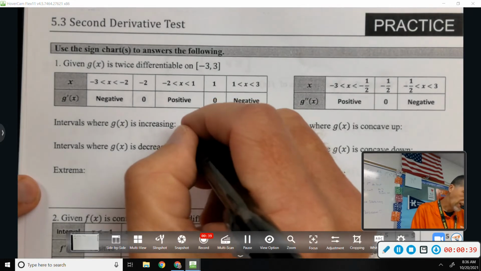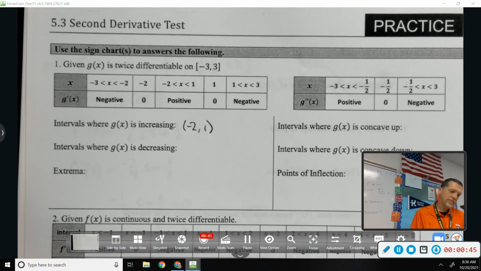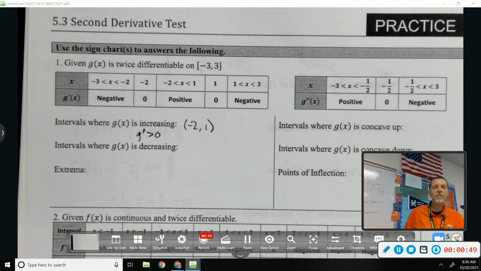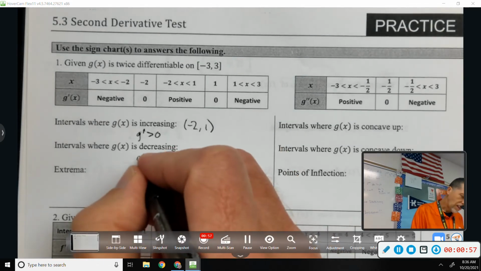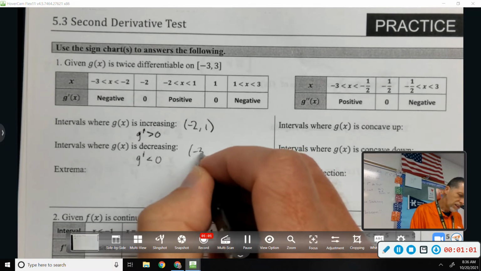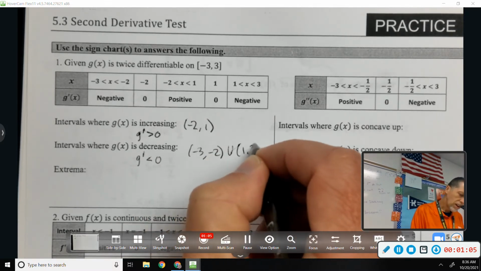How'd you know that? What's positive? G prime. I mean, you might make a note of that to yourself there, but the answer is -2 to 1. The justify is G prime is positive. G is decreasing. That would be where G prime is negative. -3 to -2. And 1 to 3.